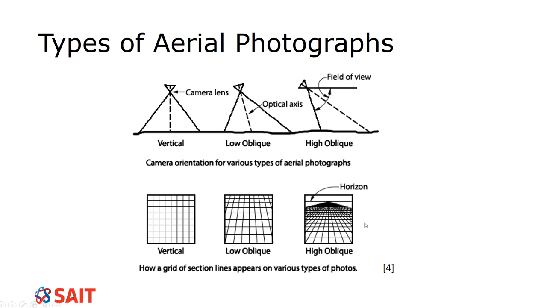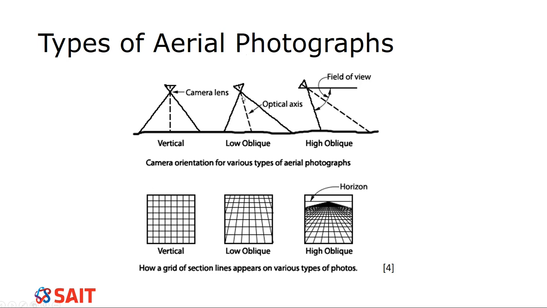Here are a couple of diagrams of it. We have the vertical, which is straight down. The center of the negative plane is in the exact same spot as the vertical if we draw a straight line down. So that is considered vertical. The low oblique is when we have it tilted to the side. The nadir of the airplane is now going straight down like this, and you can see that this point is different from over here.